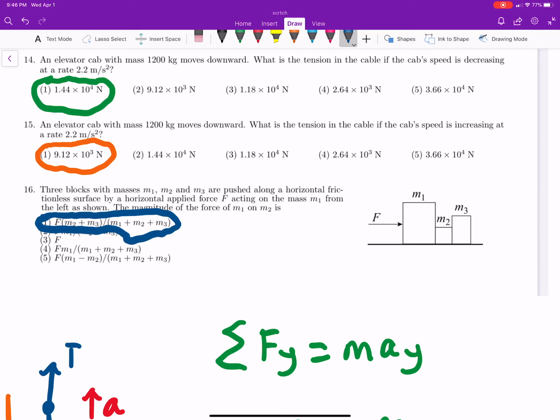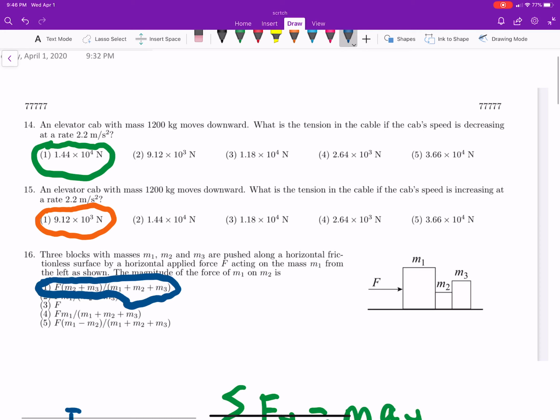So there you go. We did 3 problems. 2 were pretty related. I'll probably do 3 or 4 tomorrow as well. And I'm probably just going to keep doing this until we move on to momentum, energy, all that good stuff, which should be coming up soon. So hopefully that helped.